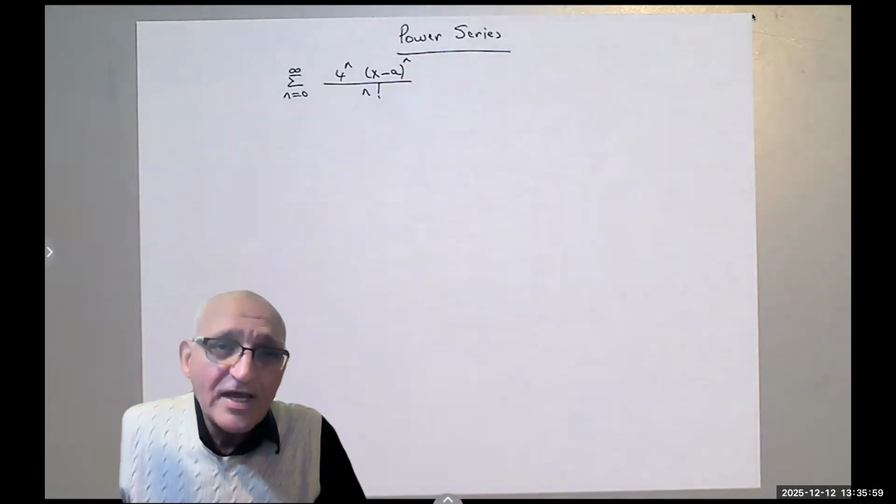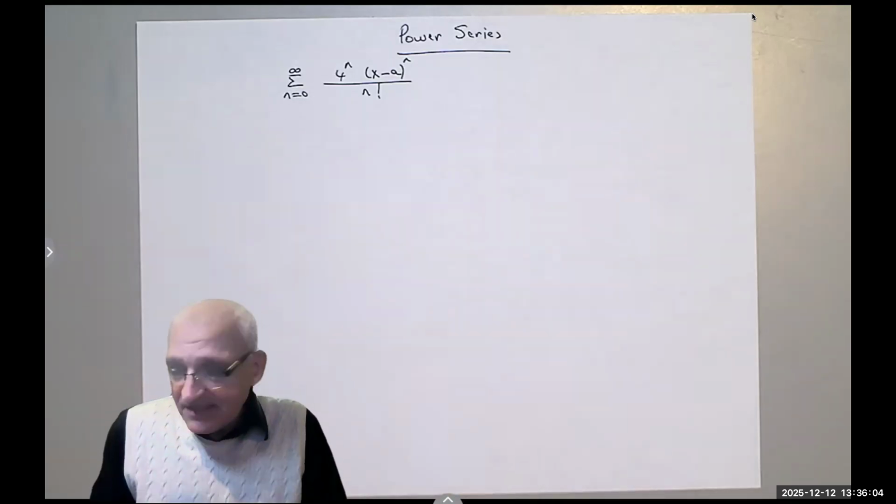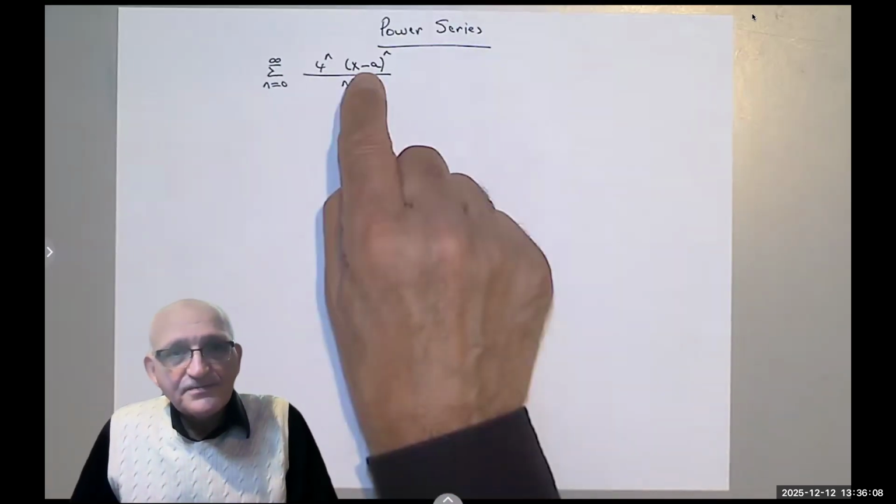Why did I say where, not if? Because any one of these power series will definitely converge when x equals a, right? Because you will get 0.